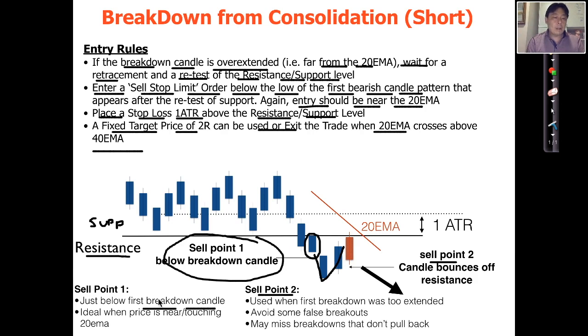Okay. Again, sell point 1 is ideal when the price is near or touching the 20 EMA. Sell point 2 is used when the first breakdown candle is too overextended, too far from the 20 moving average.